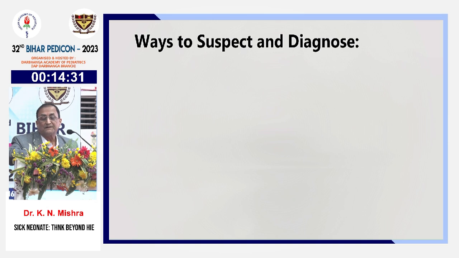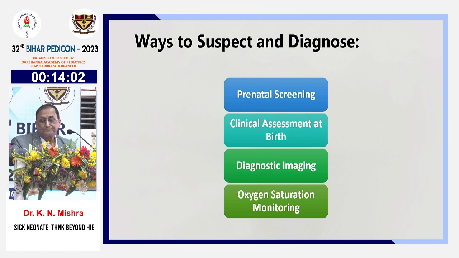Prenatal: utilize advanced imaging techniques such as fetal echocardiography during prenatal care to identify any potential ductus-dependent lesions. Now, clinical assessment at birth: conduct a thorough clinical assessment immediately after birth, paying close attention to signs of cyanosis, respiratory distress, and abnormal heart sounds. Diagnostic imaging: employ modalities such as echocardiography to confirm the diagnosis and assess the anatomy and function of the heart. Echocardiography is particularly valuable in identifying the specific ductal-dependent lesions and guiding treatment decisions.